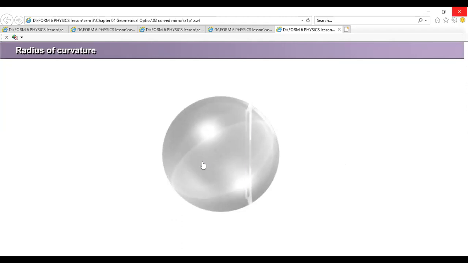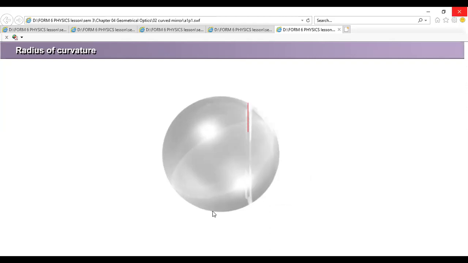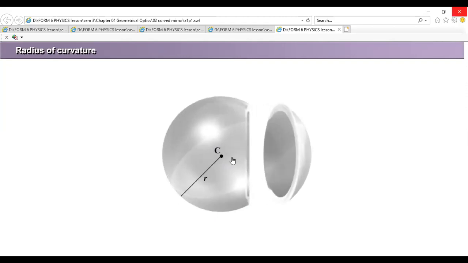First, we cut the part, and then we notice that there will be the center C. C is the center of the sphere, the radius of the sphere. Remember, the radius of curvature of a curved mirror is the radius of a sphere.